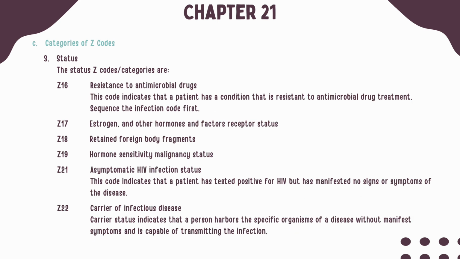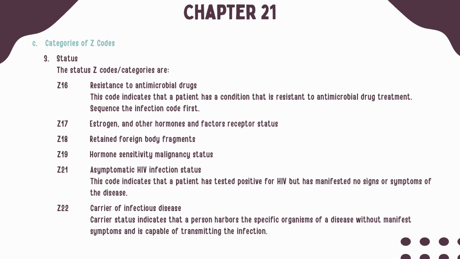Category Z16 for resistance to antimicrobial drugs should be assigned when a patient has a condition that is resistant to antimicrobial drugs. These codes are used to provide additional detail, so they should follow a code that represents the condition. Category Z17 for estrogen or other hormones and factors represents hormone statuses such as ER positive, or estrogen receptor positive, and TNBC, triple negative breast cancer. You should assign as many codes as necessary to describe all factors that are present.